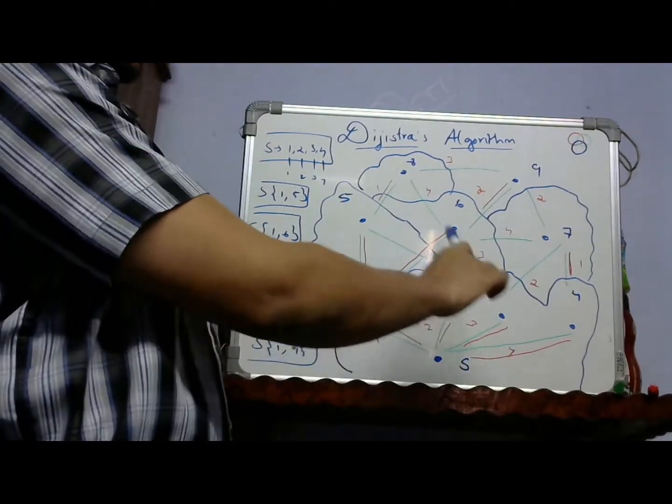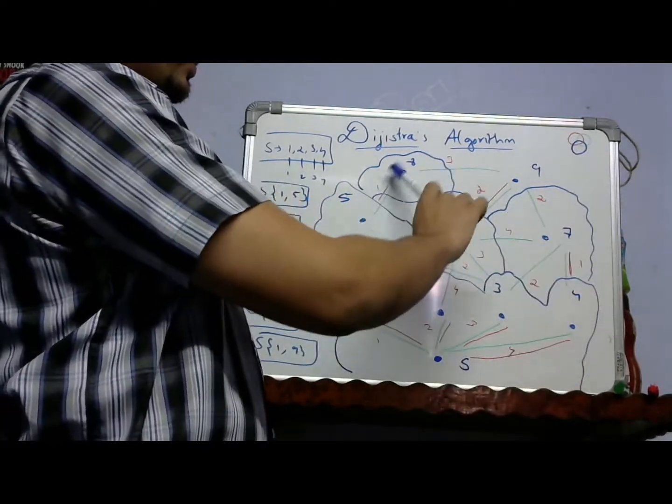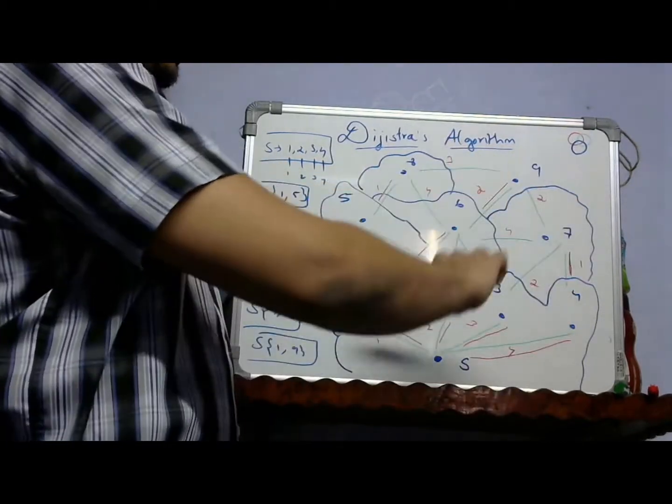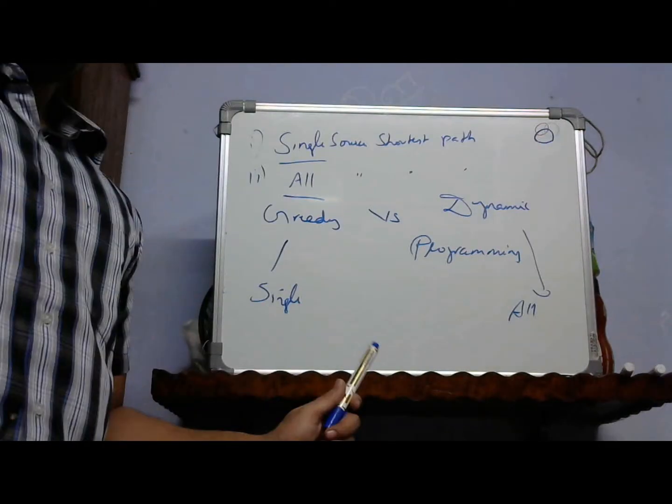So then we find the seventh one, the shortest edge, eighth one, shortest edge, and then ninth one, the shortest edge. So this is how we incrementally develop an algorithm to find the single source shortest path. So single source shortest path, that's Dijkstra algorithm, is a greedy algorithm, whereas there can be dynamic algorithms.